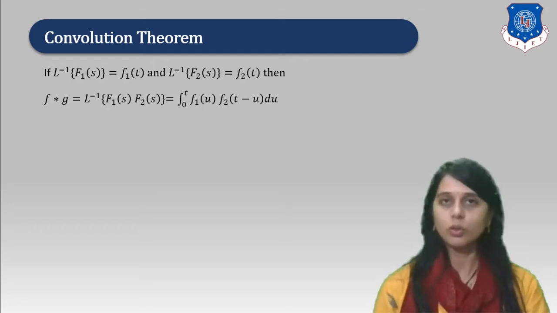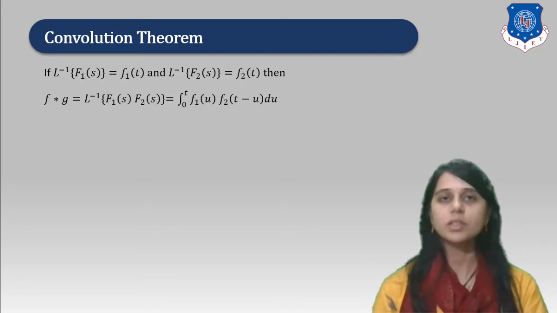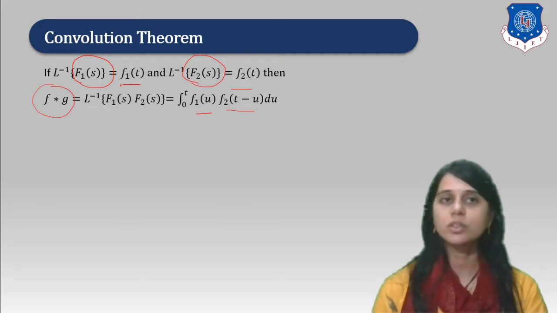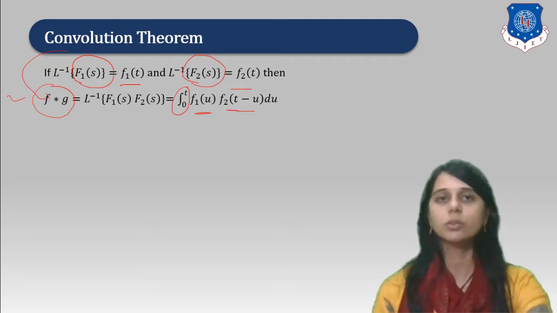Convolution theorem: if Laplace inverse of F1(s) equals f1(t) and Laplace inverse of F2(s) equals f2(t), then f star g equals L inverse of F1(s) F2(s), which equals the integration from 0 to t of f1(u) f2(t minus u) du. This is the statement of the convolution theorem. This is the definition of the convolution, where star is the notation of the convolution.